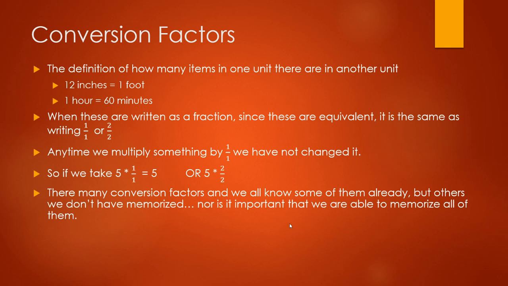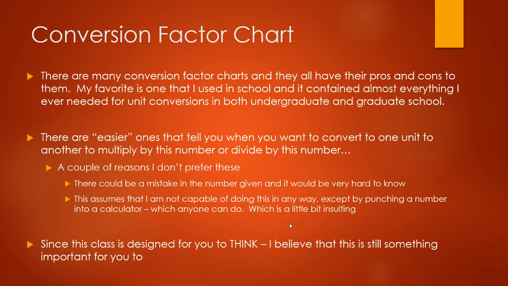So there are lots of conversion factors, and there are way more than we can possibly memorize. Some of them we already know because we know a lot of the conversion factors for time, but it's not important that we do memorize them. What's important is that we know how to find them. So we have many different conversion factor charts. You have one in your school planner. There are lots of them available on the internet, and they all have their pros and cons. So my favorite one is one that I used in school, and it contained pretty much everything that I needed for unit conversions in both undergraduate and graduate school.